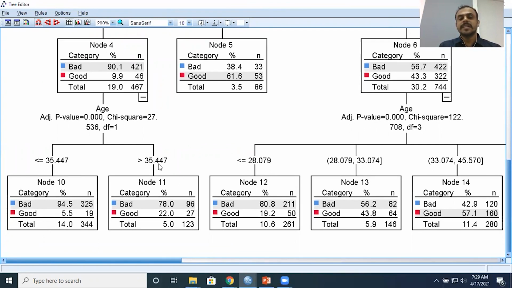That is, if a person's age is greater than 35 years, 78% of them happen to be bad here, right? So here 78%, but here 95%. So all these are very, very important decision rules. You might want to just take these rules and have a discussion with the client.